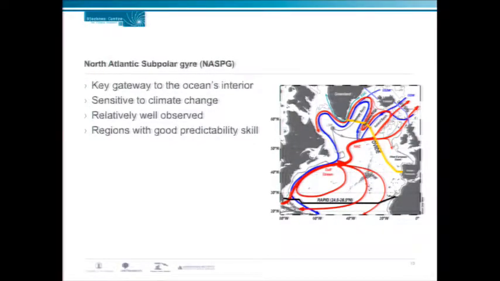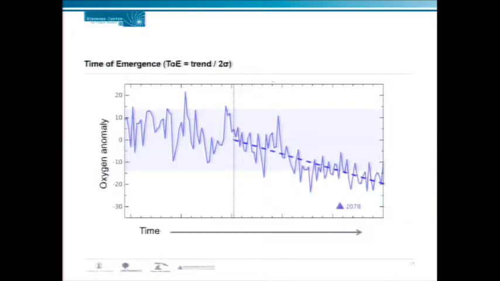For that, in this exercise, I focus on the North Atlantic subpolar gyre region. The reason is that this is a key gateway for the ocean's overturning, transporting water into the interior, and model simulations have shown that this is a region where the circulation is sensitive to climate change, with a slowing down of the meridional overturning circulation. We also have quite good observations, both of hydrography and oxygen. And from the modeling predictions, we also know this is a region with good predictability skill.